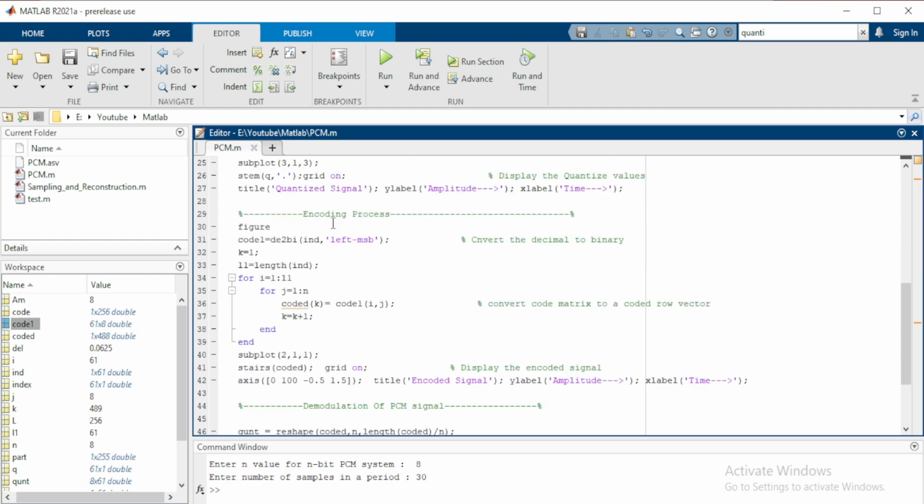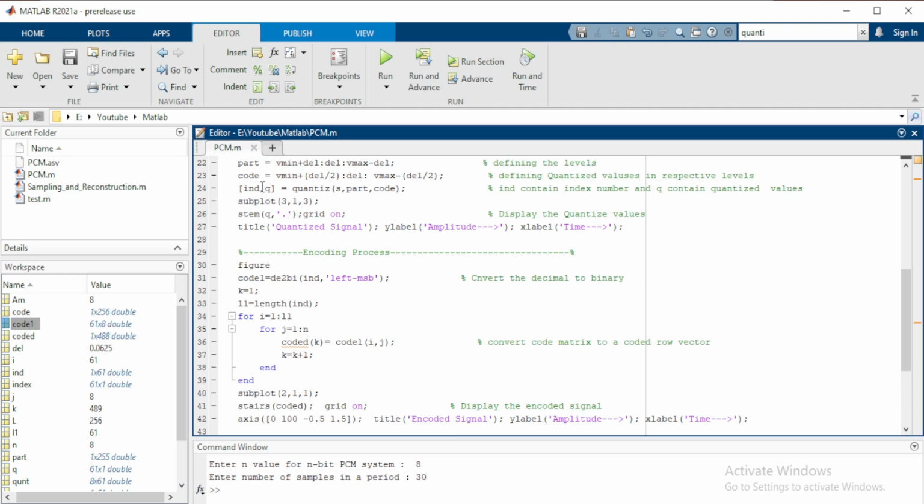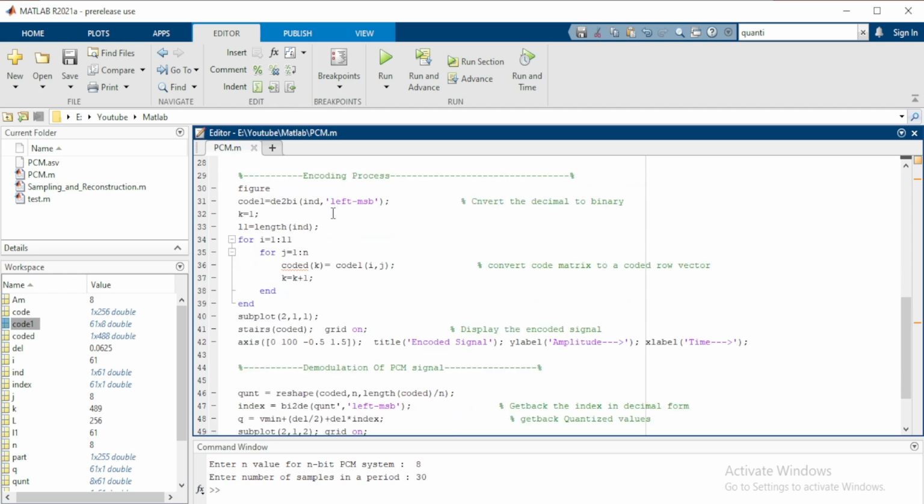So after quantization, there is a third block which is called the encoder process or encoding process. The quantized value, which we can also obtain with the indices, is in decimal form, so we can convert it from decimal to binary. So we are representing the second figure, in which code 1, which is the quantized value, is converted from decimal to binary.